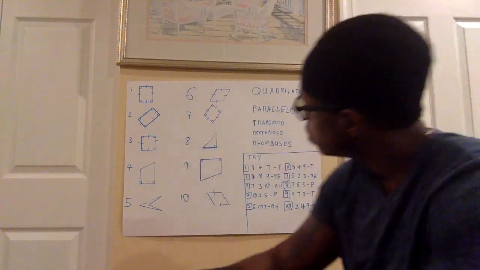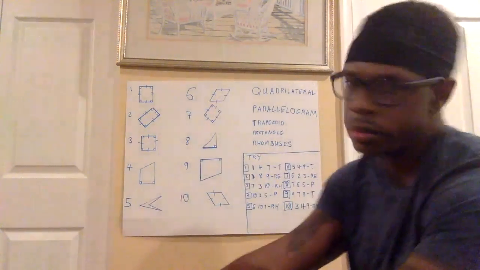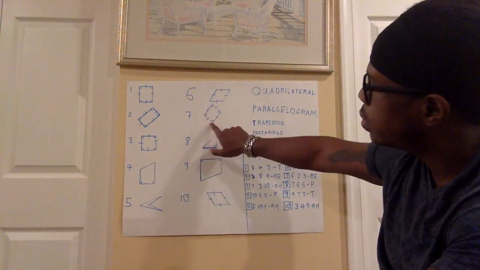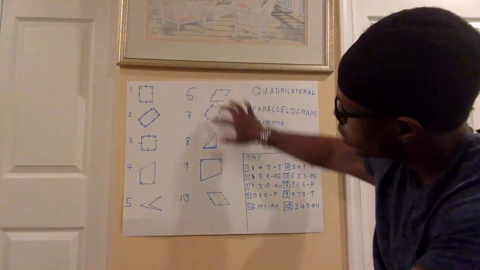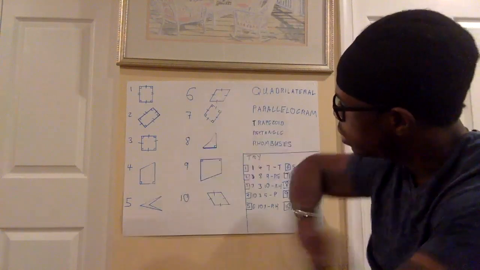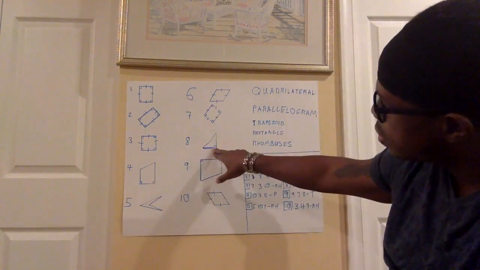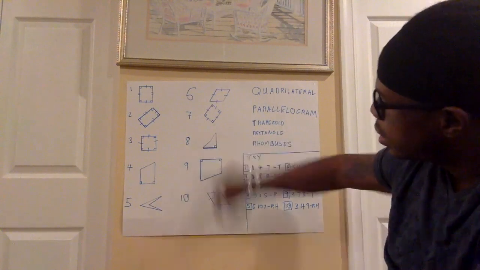Number 7. I say number 7 is a rectangle. I believe it is. Would I be correct? Yes, I would be correct because it has 4 right angles in there, and it has the 2 pairs of parallel sides. Number 8. That would not be a rectangle because it only has 1 right angle. So that's not a rectangle.